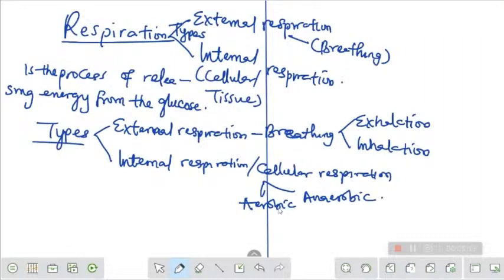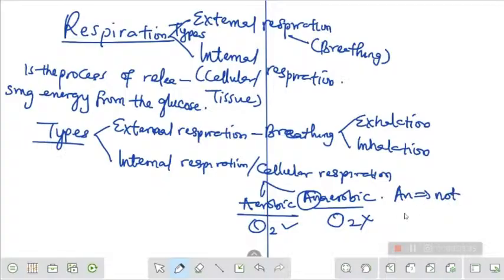So when do we have aerobic respiration? When there is presence of oxygen. When do we have anaerobic? When we have absence of oxygen. That's when we have anaerobic respiration. Look at the word anaerobic: at times an means not. If I say anisotropic, not isotropic, that term is too much for your level.